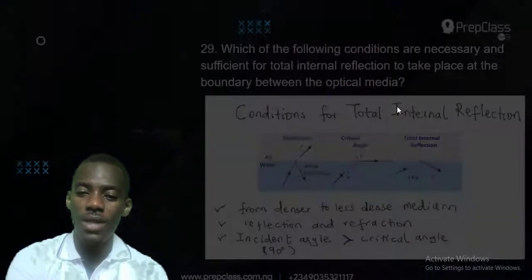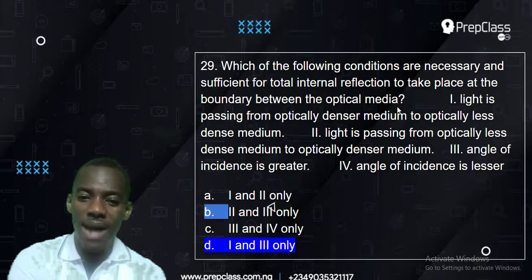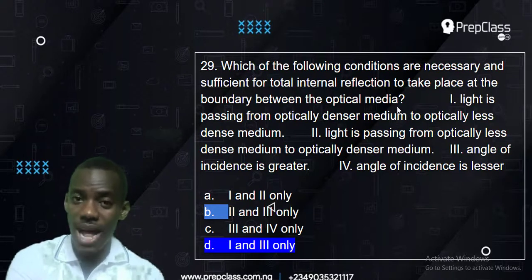Now, let's check out the options. Option 1 says light must be passing from the denser medium to the optically less dense medium, which is correct, like water to air.